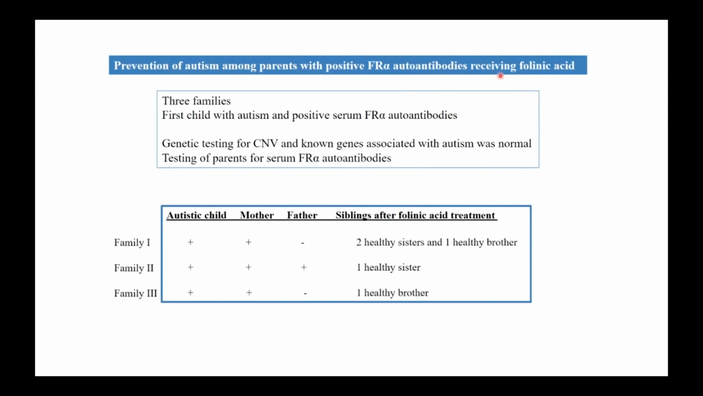and we gave them folinic acid after genetic counseling, excluding genetic origins of autism. So these parents had one child with autism and wished to have other, normal children. So you see that in these three families, there were 5 siblings born, which were all normal. We also treated, in the second family, the father 3 months before conception and during pregnancy.